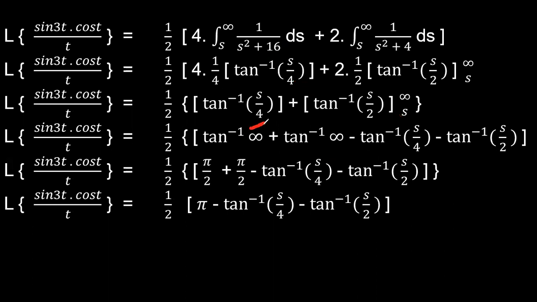So what is tan inverse of infinity? Pi by 2. What is the tan inverse of infinity? Pi by 2. Plus pi by 2, minus tan inverse of s by 4, minus tan inverse of s by 2. So pi by 2 plus pi by 2 is nothing but pi. Okay, right. Minus tan inverse s by 4 minus tan inverse s by 2. So this is the way you have to simplify the problem whenever this type of function is given.